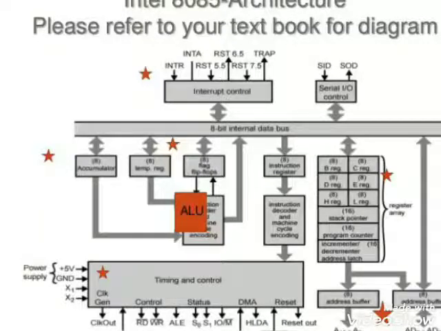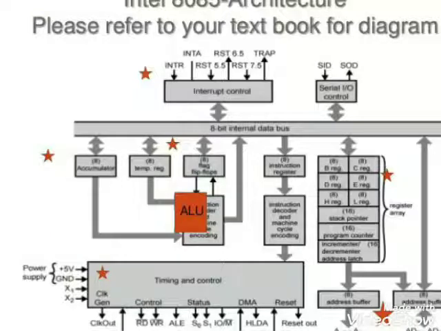Flag register. The ALU includes 5 flip-flops that are set or reset according to the result of an operation. It is an 8-bit register. It is called the status register. It gives the status of the result after performing arithmetic and logical operation. There are the sign flag, zero flag, auxiliary carry flag, parity flag, carry flag.